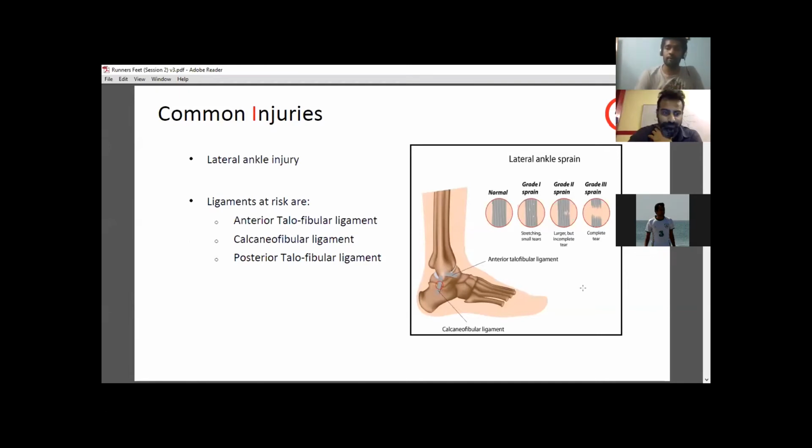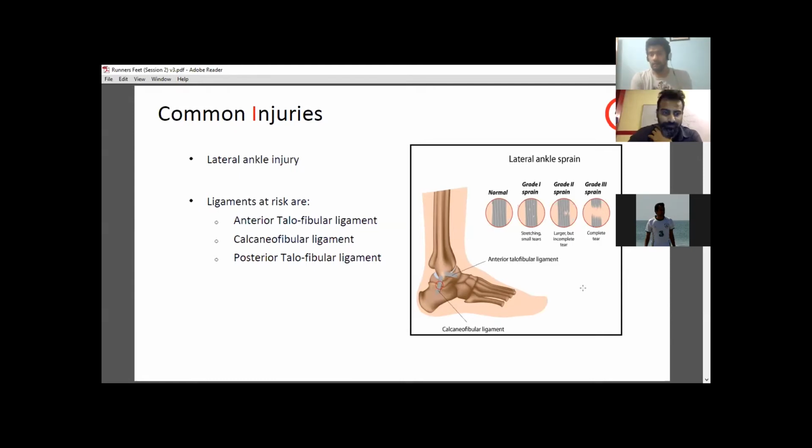So what I've done over here is I've just shown you a couple of... the most common ligaments at risk are the lateral ligament complex of the foot. Among that, the most common is the anterior talofibular. Sorry about the technicality over here. There's anterior talofibular, calcaneofibular, posterior talofibular. This is just to make the presentation sound a little fancy, but then these are the ligaments which can be injured.